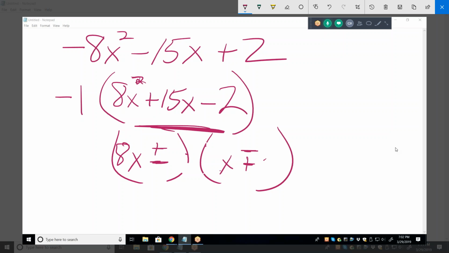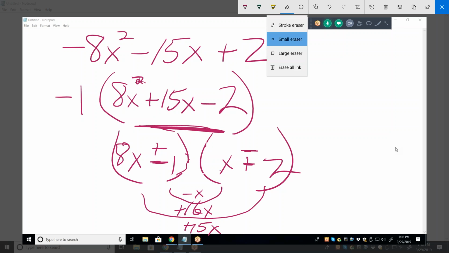If I put the 2 over there, I already have 16x, right? Well, if the 2 goes over there, the 1 has to go there. Now, if I check my middle term, I have minus x plus 16x. That's plus 15x. That's the right answer.